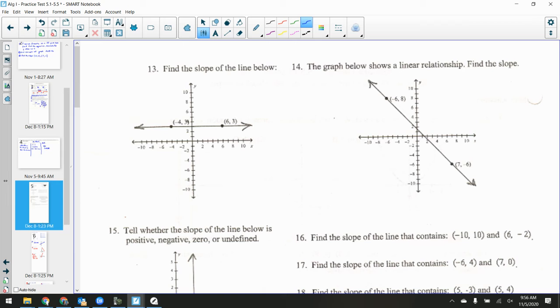Number 12. Who's got number 12? Haley, hold that up. 0. Slow.